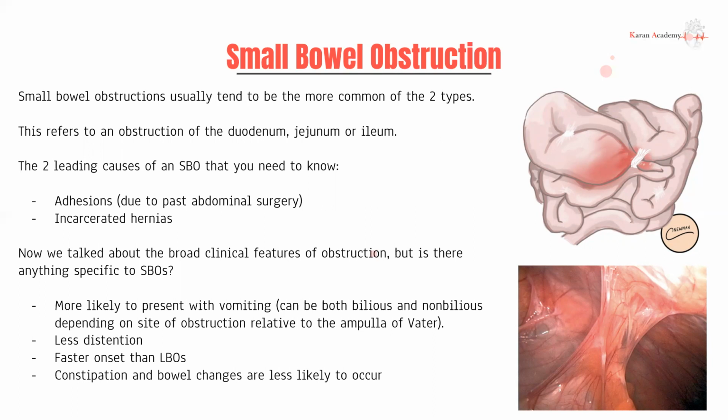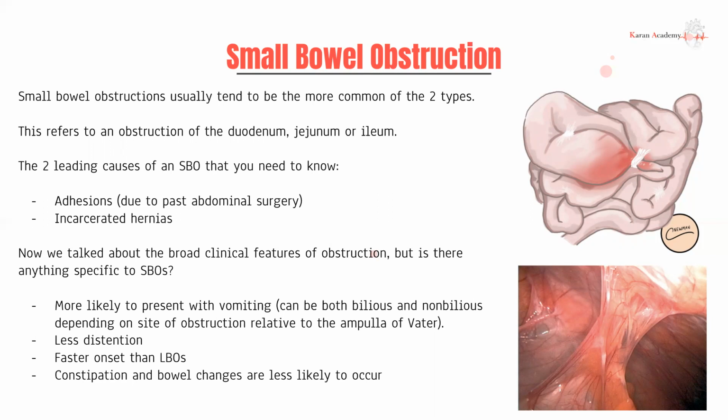Now, we briefly talked about the cardinal signs of bowel obstruction, but going back to how an SBO presents specifically. So SBOs are more likely to present with vomiting. Now, if you think about it, in your entire chain of bowel from the duodenum to the rectum, the earlier or the higher up the obstruction is, the more likely it's going to present with vomiting, right?